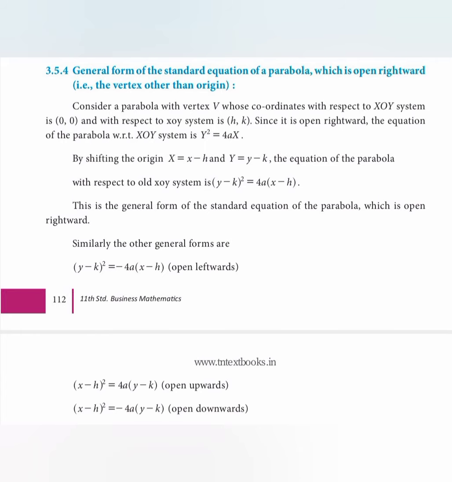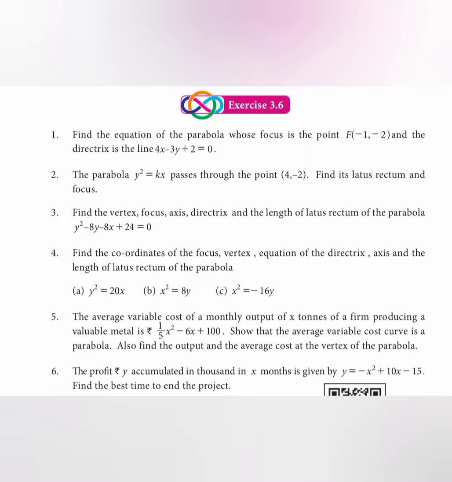And then we have a concept called shifting of the origin. There might be shifting of the origin. In such cases it will have the format y minus k the whole square is equal to 4a into x minus h, and it is applicable for all the 4 types of parabola. And this is the exercise. Let us move on to the exercise now.